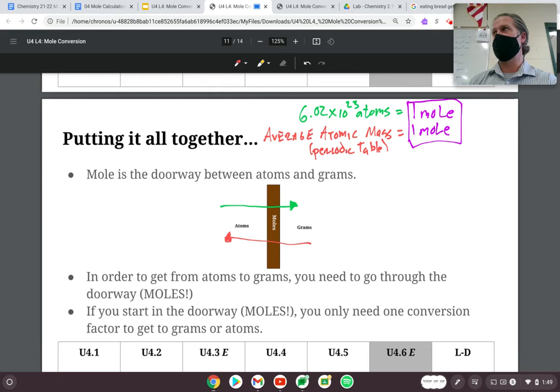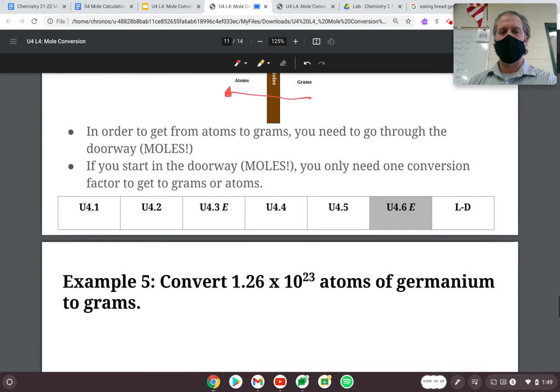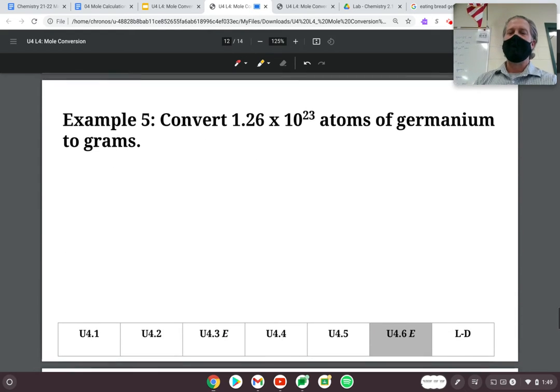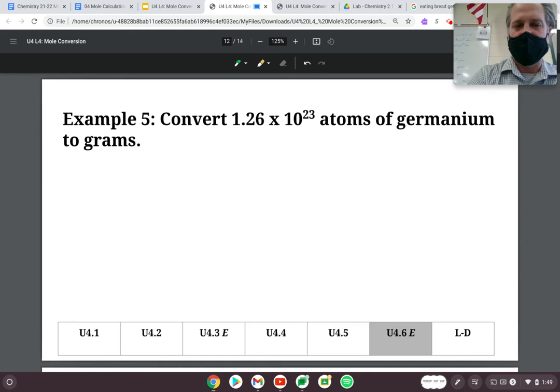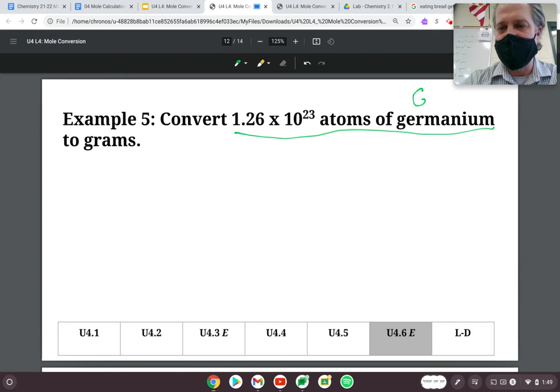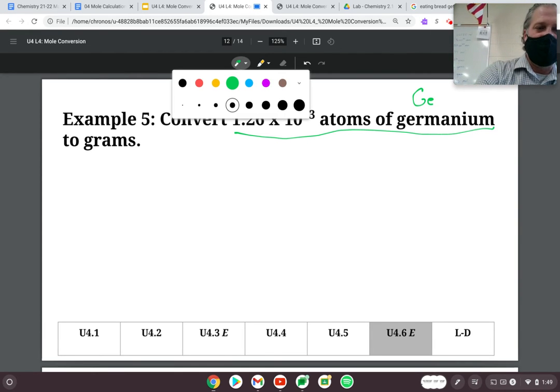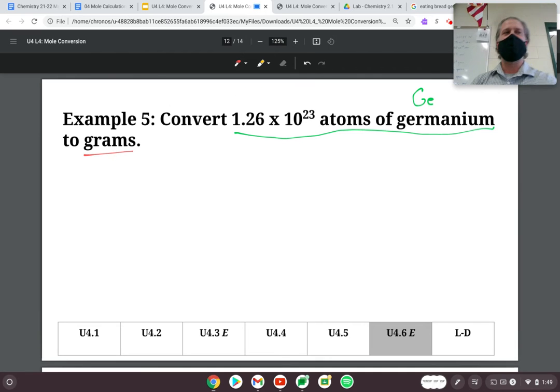Before I go and do that, does anybody have any questions? Cool. Here we go. So in this problem, we have a very large number of atoms. We have 1.26 times 10 to the 23rd atoms of germanium. Germanium is Ge, and we're supposed to convert it to grams of germanium. So those are the two things that we're going to do.